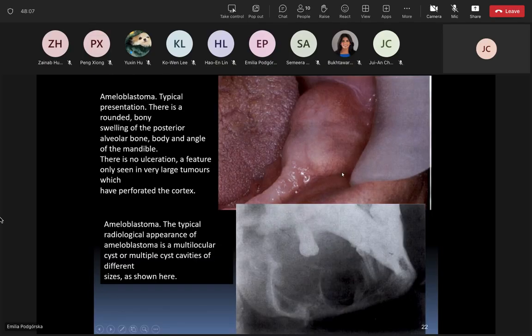Typical presentation of ameloblastoma. You can see in the pictures a rounded bony swelling of the posterior alveolar bone, body and angle of the mandible. There is no ulceration, a feature only seen in very rare tumors which have perforated the cortex. The typical radiological appearance of ameloblastoma is a multilocular cyst with multiple cystic cavities of different sizes, as shown here.